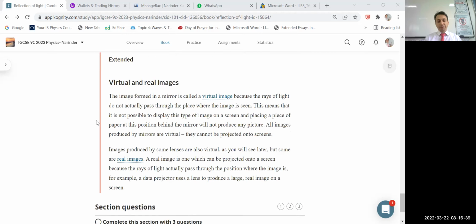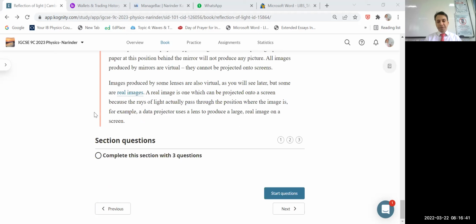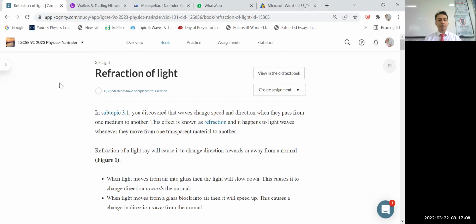We also discussed, children, real and virtual images. What is a real image? When the rays actually intersect at a point. So at the point of intersection, the image formed is called a real image. A real image can be taken on the screen, but a virtual image formed in the case of a mirror cannot be traced on a piece of paper or on a screen.